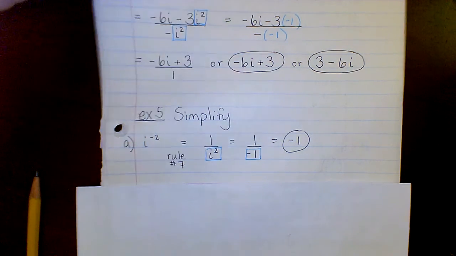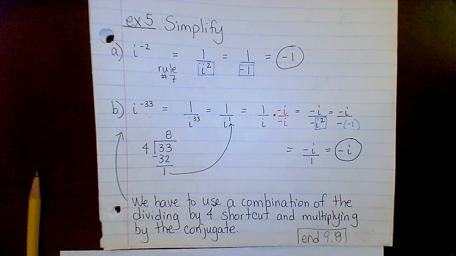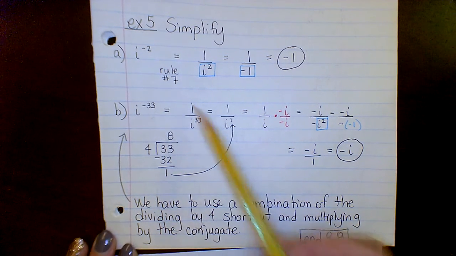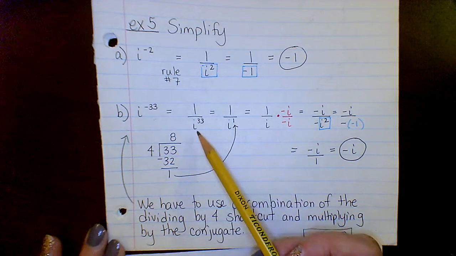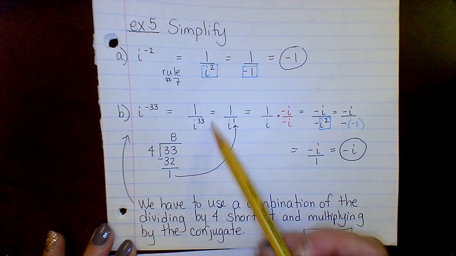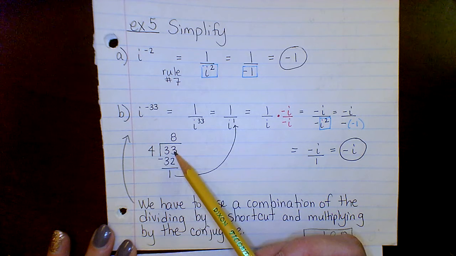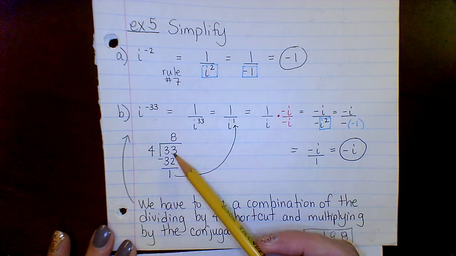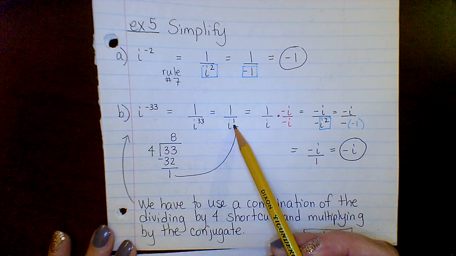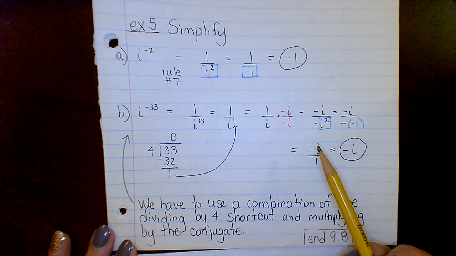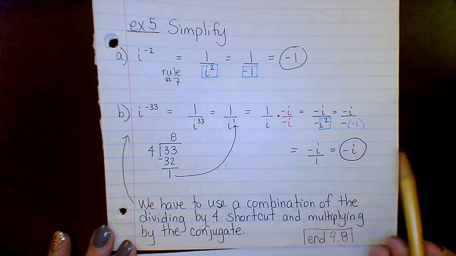Let's do one that doesn't work out quite so pretty. How about i to the negative 33rd power? All right, we rewrite it as 1 over i to the 33rd power. Now, before I do anything else, let's simplify this i to the 33rd into something nicer. So let's divide it by 4 and get that remainder. So 4 goes into 33 8 times. We get a remainder of 1. That means i to the 33rd is the same as i to the 1st. Right? So we get 1 over i, or i to the 1st. I just didn't have to write that 1.